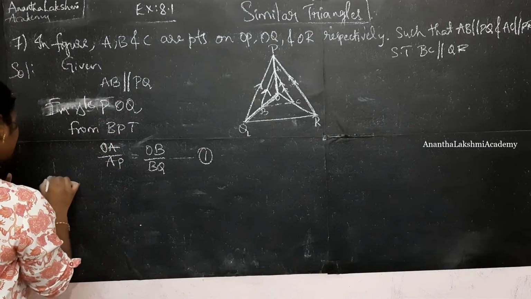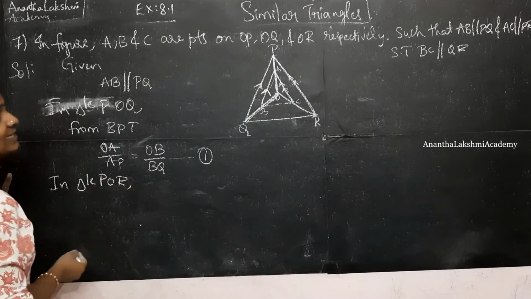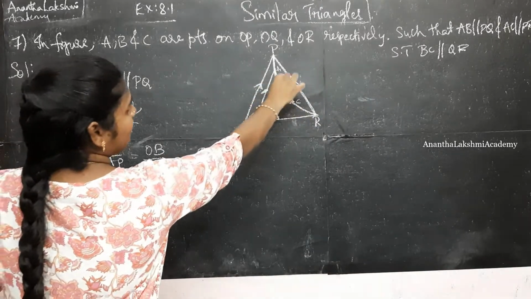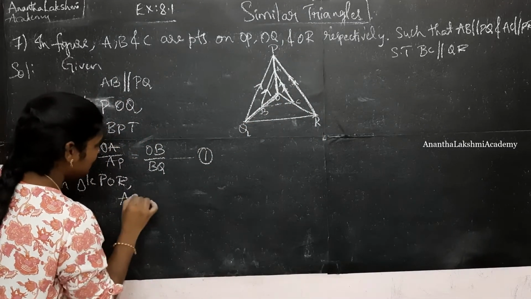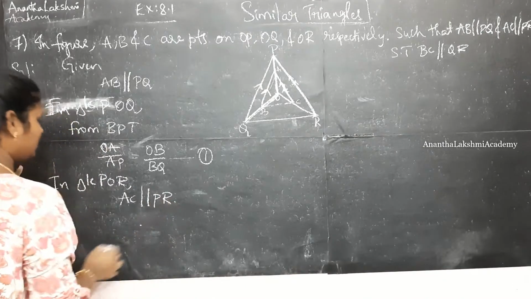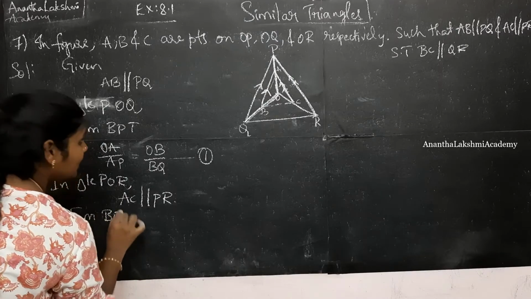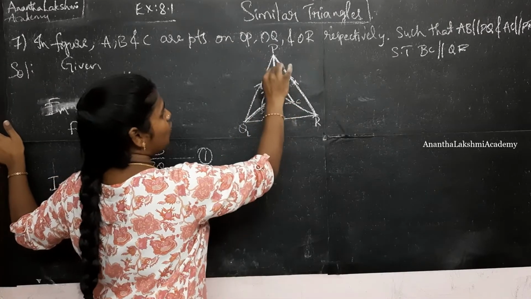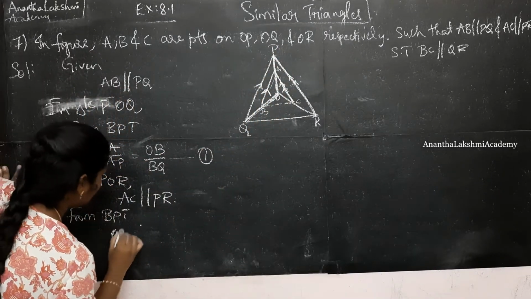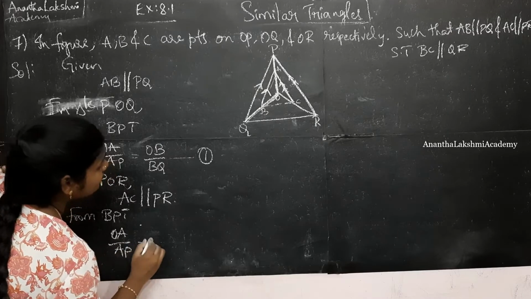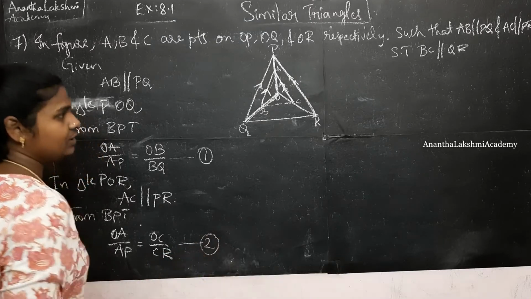Next, in triangle POR, what is given for us? AC is parallel to PR. Okay, that is given. So from BPT, what can we write? When AC is parallel to PR, OA by AP is equal to OC by CR. This is equation number 2.